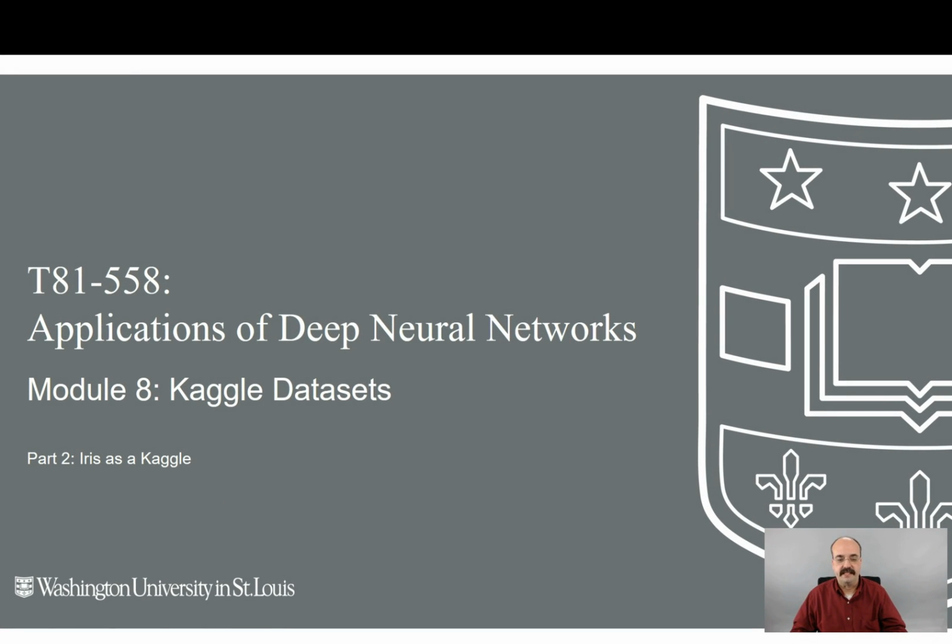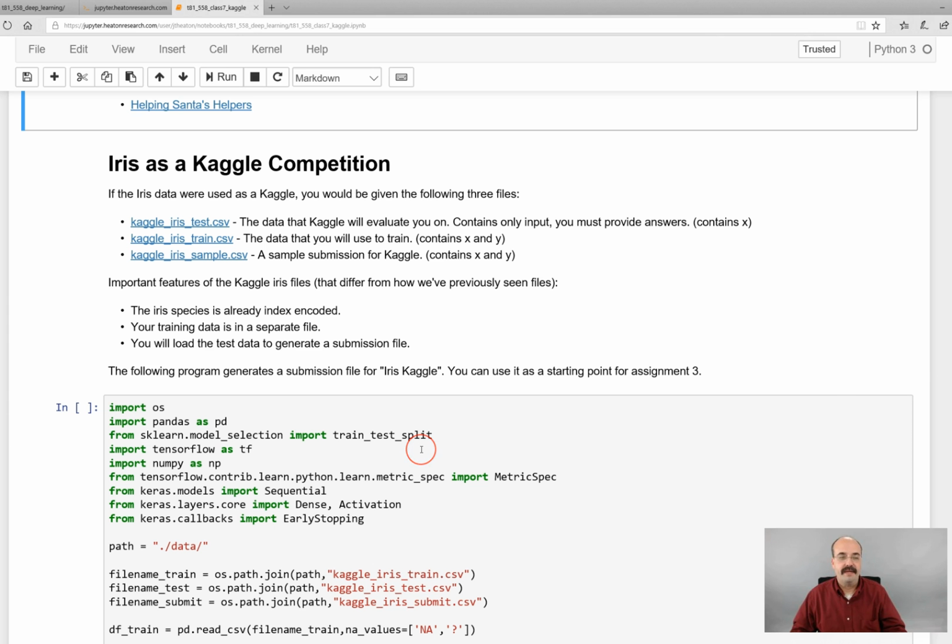This is Module 8, Kaggle Datasets, Part 2, Iris as a Kaggle. There are many, many examples on the internet of how to construct Python code for a Kaggle competition, so you can certainly find examples there. But what I did here is I took the Iris data set that we had been working on before and just constructed it like a Kaggle so that you can see how to create a Kaggle submission from it.